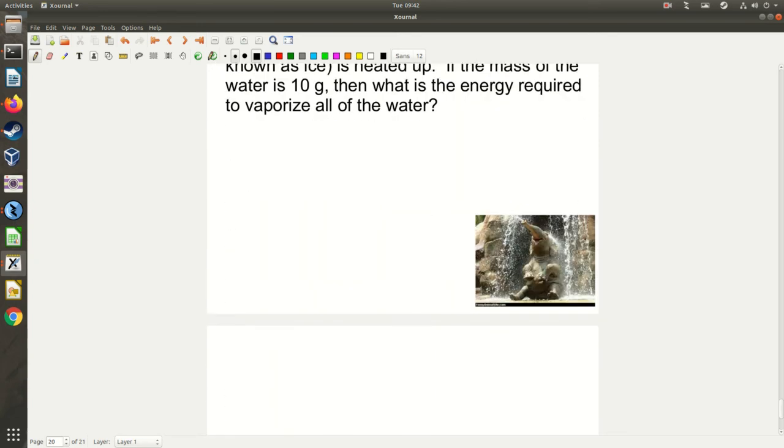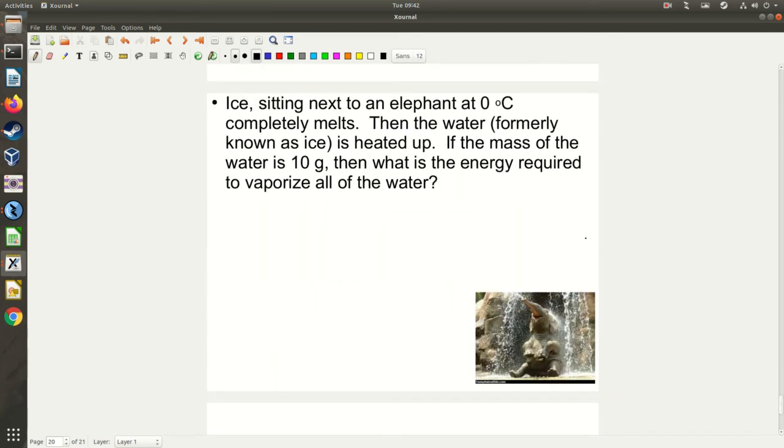All right, last one. And you just did this recently on a test, so I'm not going to cover everything, but at least I'll do one part here. Ice sitting next to an elephant, at 0 degrees Celsius completely melts. Then the water, formerly known as ice, is heated up. If the mass of the water is 10 grams, what is the energy required to vaporize all the water? So basically, you have a big old ice cube. Look at that beautiful ice cube. And you want to vaporize it. And so you got to come up with some energies.